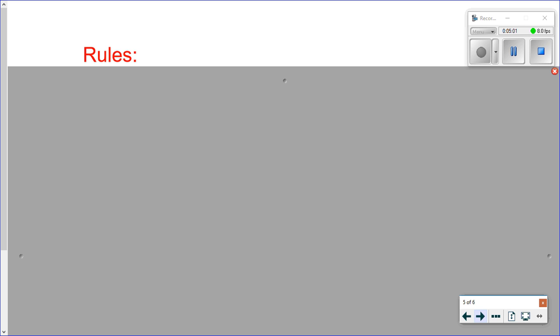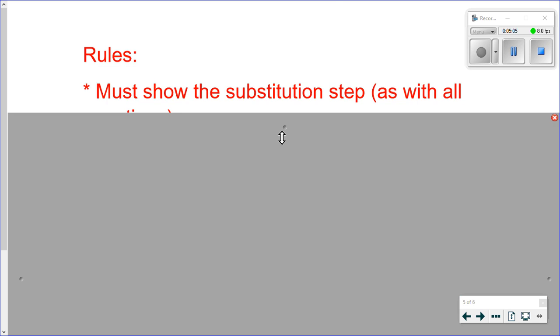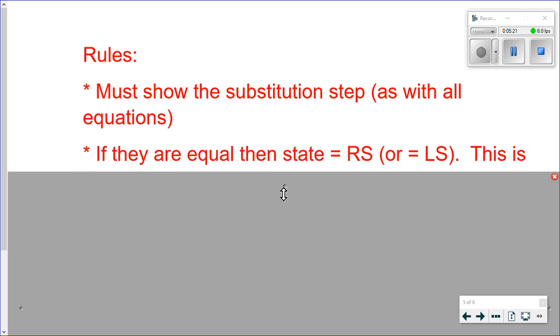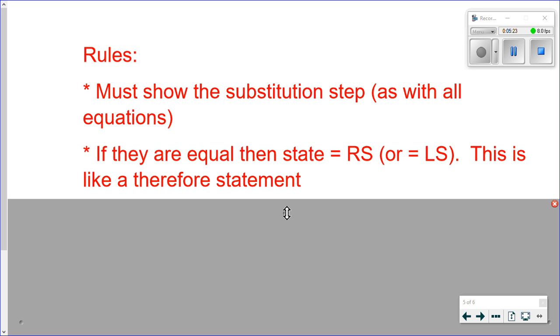Now, a couple things to remember when you're looking at this stuff. First is, I want to see the substitution step, okay? Different math teachers have different expectations regarding different things, but this is one that's pretty universal. We all want to see that substitution step. Second thing is, if they're equal, then state that it equals the right side or the left side, depending on what side we're working on. Think of this like a therefore statement, okay?